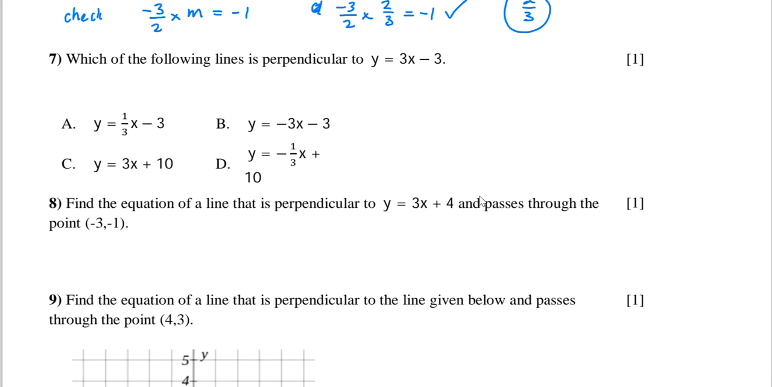Which of the following is perpendicular to 3x? Well, again, 3 is the gradient, but this time we are looking for one that is negative 1 over 3. This one is not a negative, so it can't be that one, so it's only this one. Okay, so this would be the correct answer. All of these others are just the same repeated, the only different step is the gradient is the negative reciprocal instead.